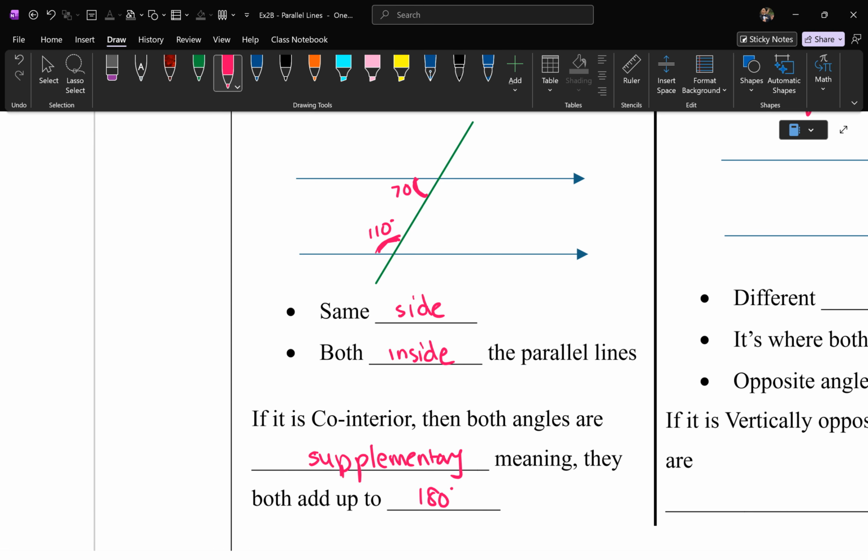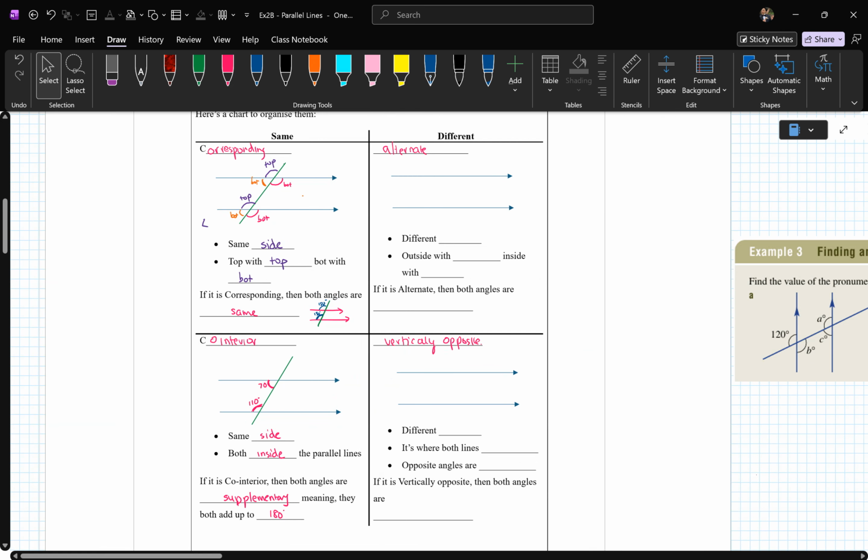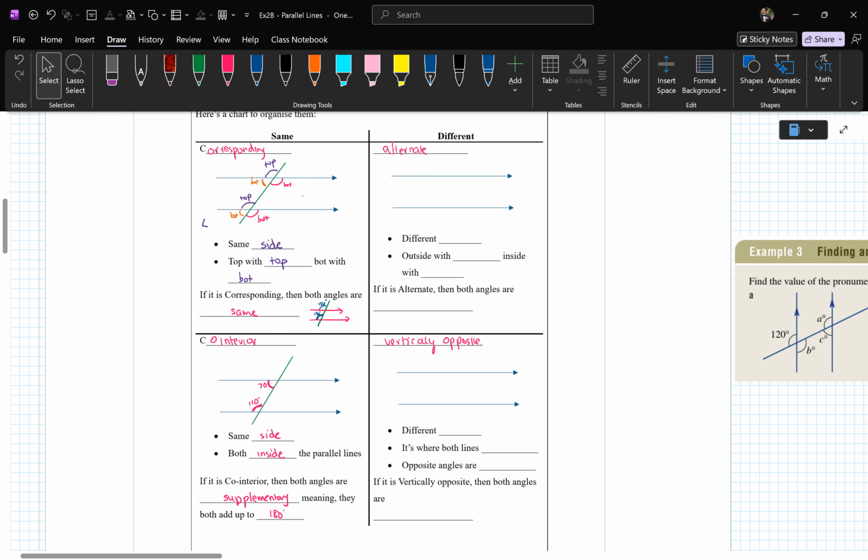So far, so good? Okay, so when you're identifying them, the first step is you always ask yourself, are the two angles you're looking at on the same side of the transversal line or are they different? If they're the same, you've got two options. You've got a 50-50 chance of getting it right. It narrows down out of 4. You don't have a 1 in 4 chance, you've now got a 1 in 2 chance. So far, so good?